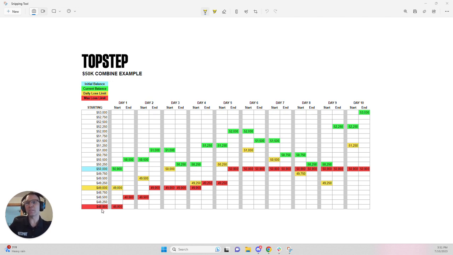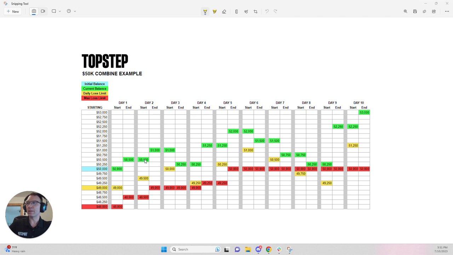And let's just run through this scenario as we gain profit and lose profit. So day one, we start with our initial balance. Daily loss is $1,000 behind. Max loss is $2,000 behind in the 50K combine. So on day one, we make $500 profit. We close the day there, and as we can see on the day close, our max loss limit is going to trail that up by $500.